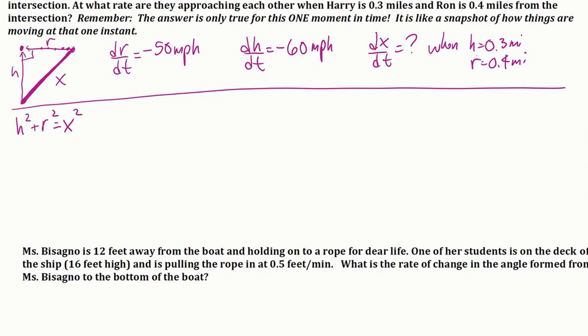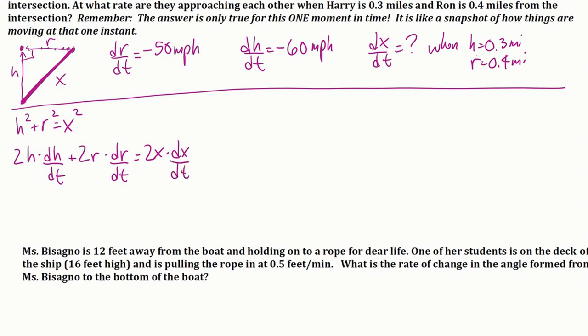And you don't want to plug in any numbers because everything is changing. Ron is heading towards the intersection. Harry's heading towards the intersection, which means they're also getting closer to one another. So you can't plug in what X, R, or H are yet. You need to take the derivative with respect to time. So the derivative of H squared would be 2H times the derivative of H, which is dH/dt. The derivative of R squared is 2R times the derivative of R, which is dR/dt. And the derivative of X squared is 2X times the derivative of X, which is dX/dt.